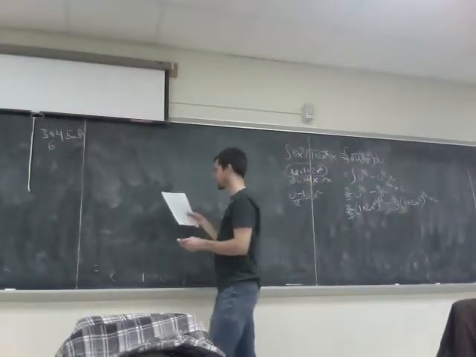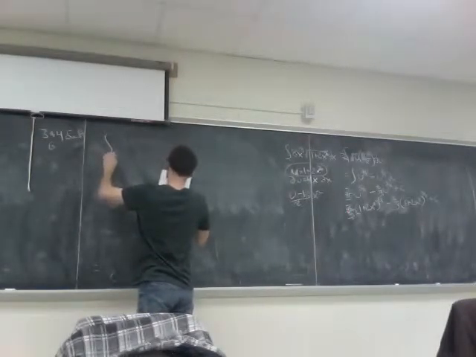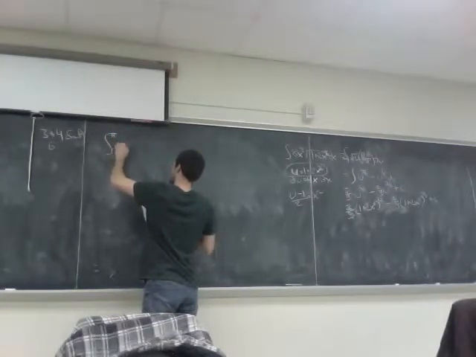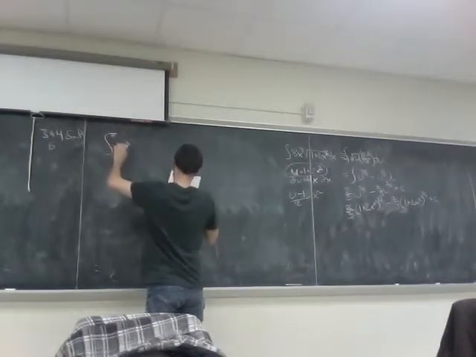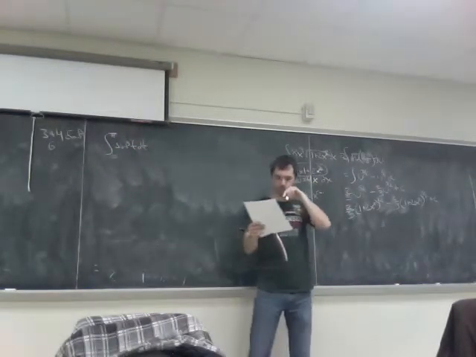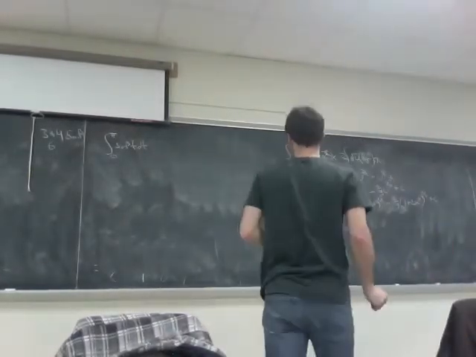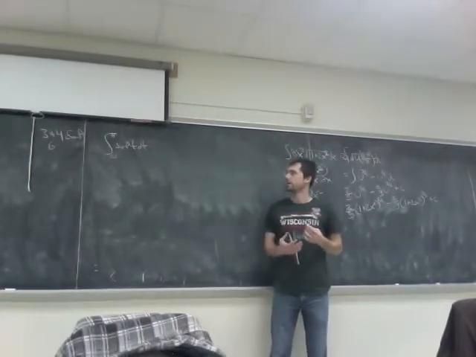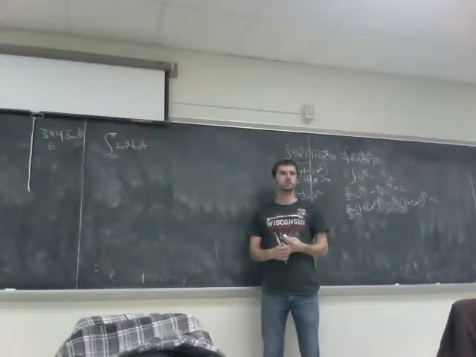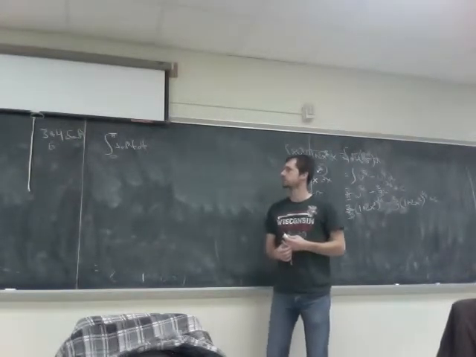All right. Number 4, we've got the integral from 0 to pi of sine to the fifth t dt. Now for this one, he used a u substitution, right? And used cosine as the substitution.